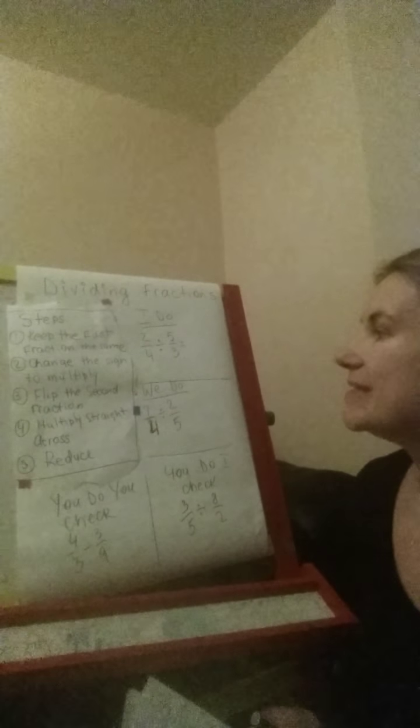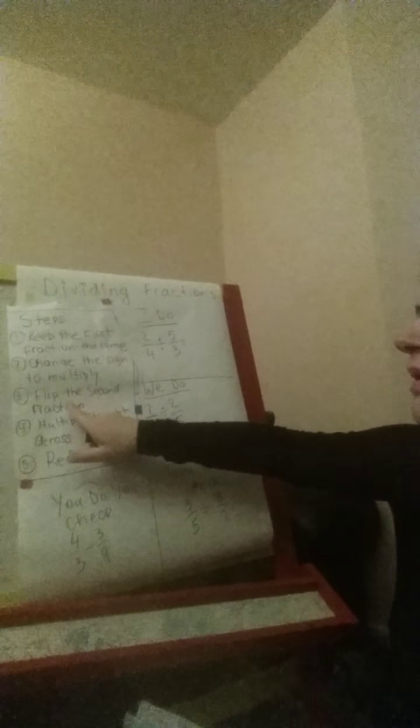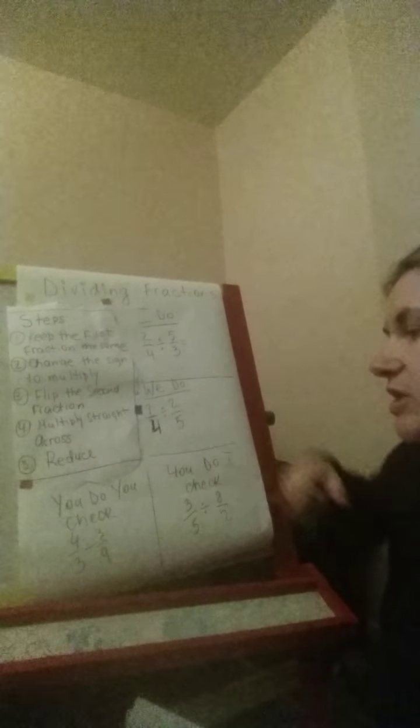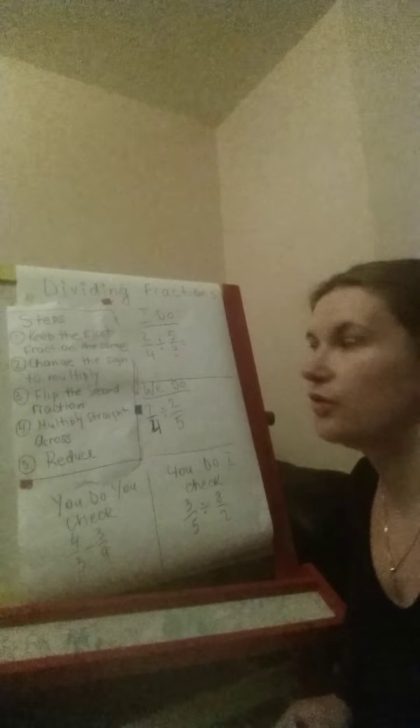The first step is keep the first fraction the same. Second, change the sign to multiply. Third, flip the second fraction. Fourth, multiply straight across. And 5, reduce.